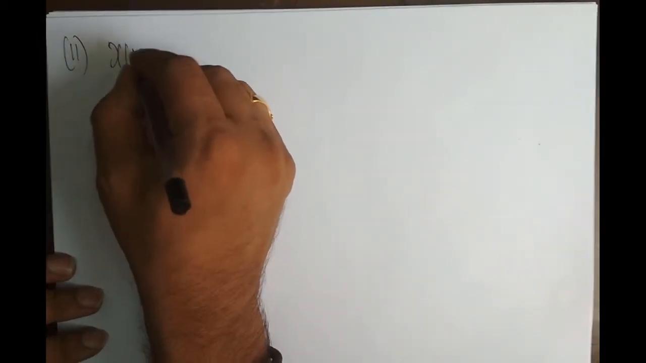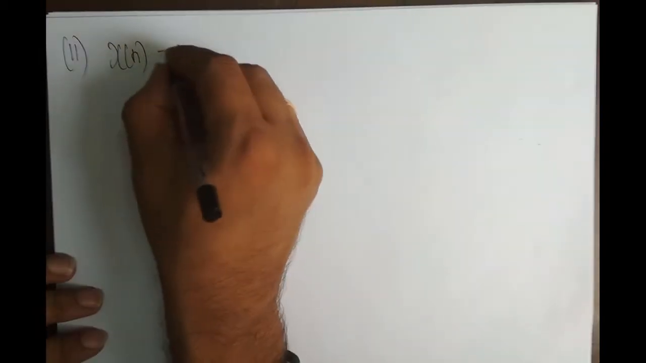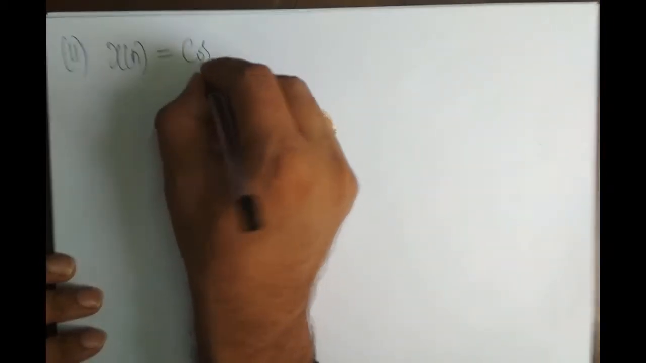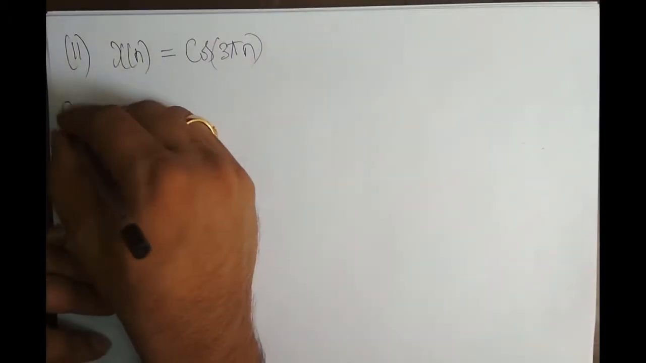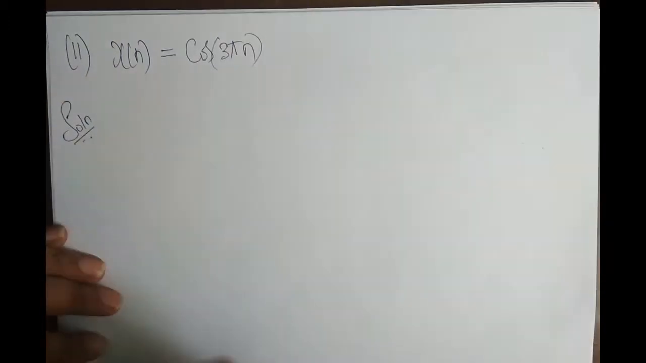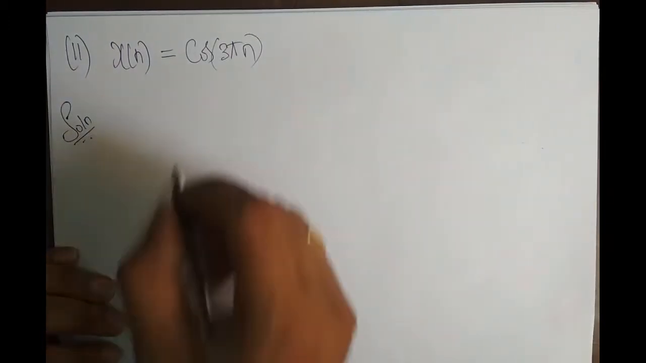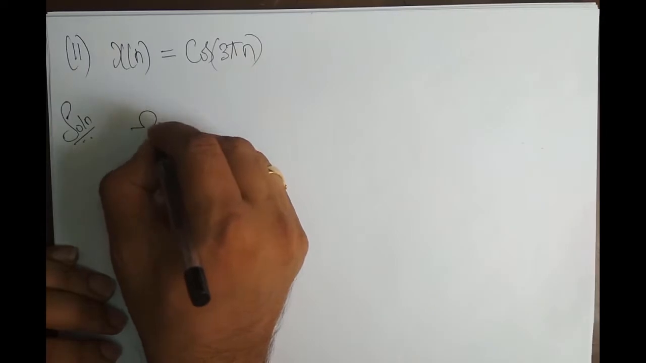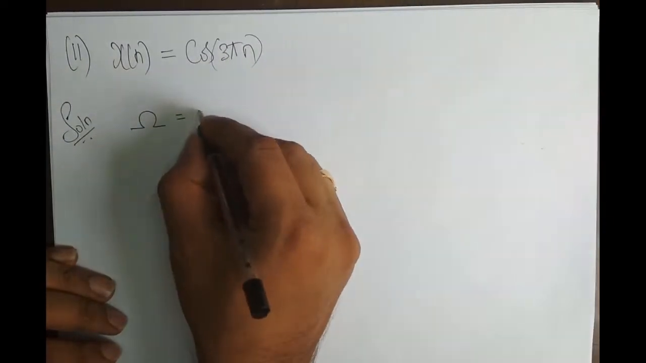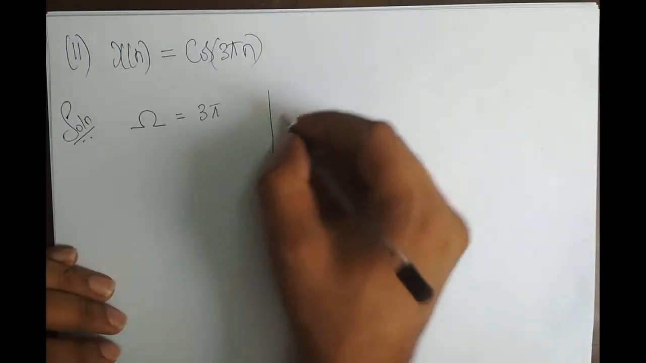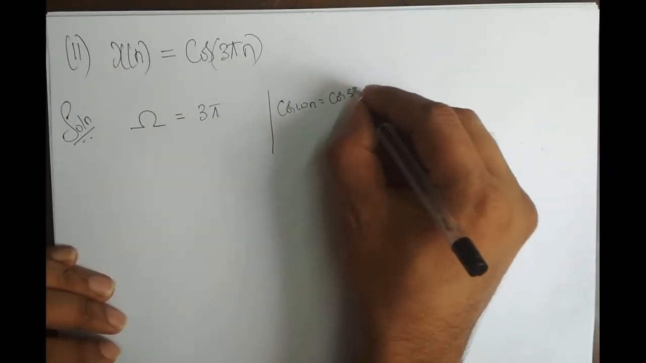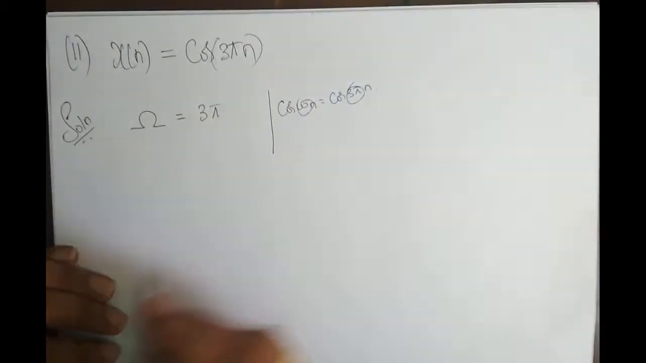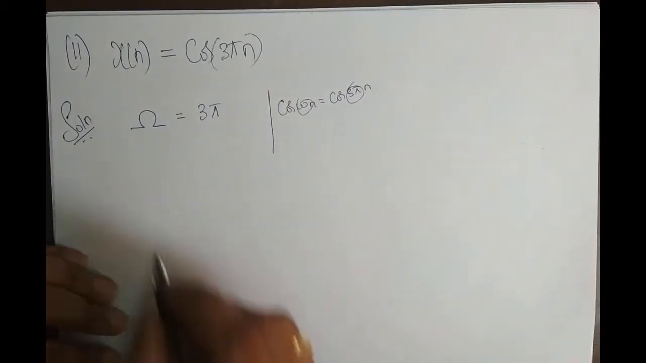So x of n is equal to cos of 3 pi n. This 3 pi n is in the angle. Now the solution. What is our aim here? I have to check for periodicity. So I have to equate omega to the given omega. What is omega here? It is 3 pi, because cos omega n is of the form cos of 3 pi n. So this omega is 3 pi basically.